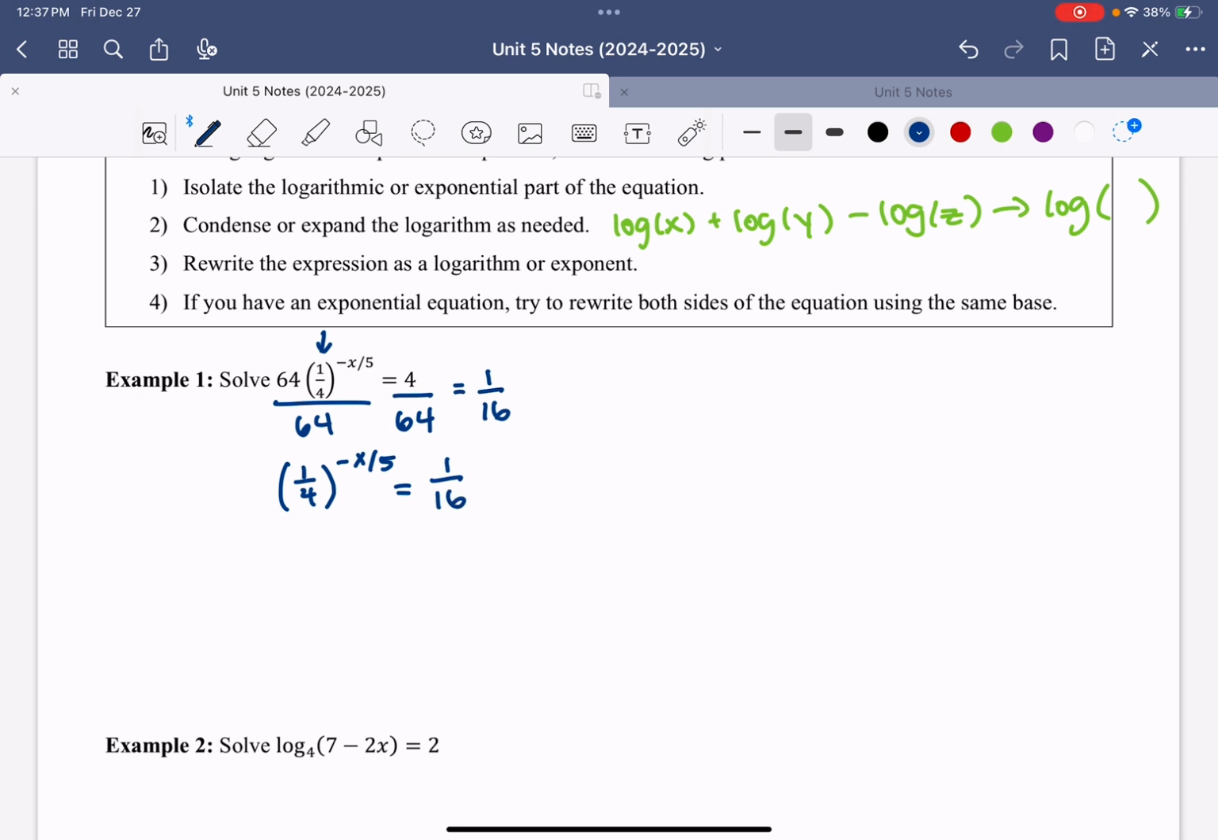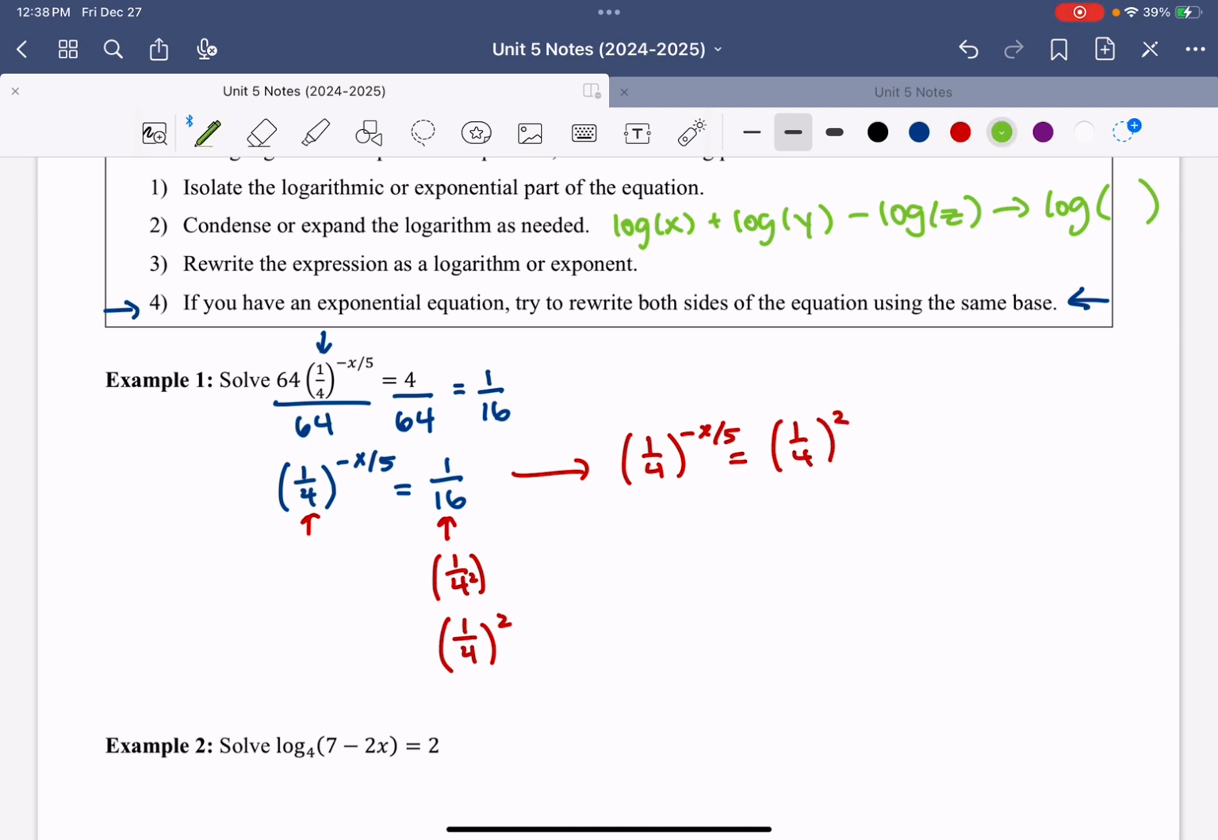In the current form that we have now, we're going to try to use that fourth step, which says we're going to try to rewrite both sides of the equation using the same base. I see here that we have a 1/4 and a 1 over 16. I can easily manipulate that 1 over 16 to be 1 over 4 squared, or, using an exponent property, (1/4) squared. So I'm going to have (1/4) raised to the negative x over 5 power, equal to (1/4) squared.